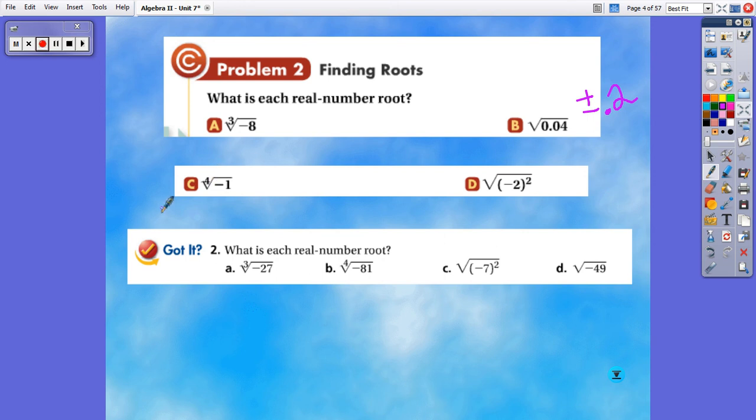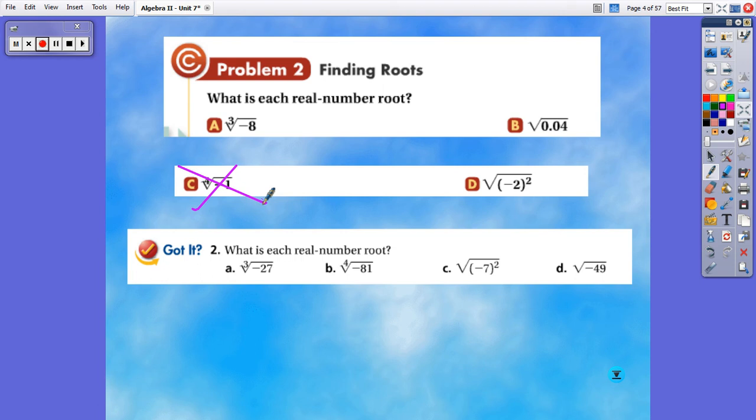Letter C is a little bit different. So in letter C, you're taking the fourth root of negative 1. So what number to the fourth power is equal to negative 1? So first we try 1. 1 times 1 times 1 times 1. Well, that's equal to just 1, but we want negative 1. So let's try negative 1 times negative 1 times negative 1 times negative 1. Negative times negative is a positive, times a negative is negative, times a negative is positive, so it's still positive 1. So there's no possible way we could raise something to the fourth power and get negative 1. So that means that there are no real solutions to that answer.